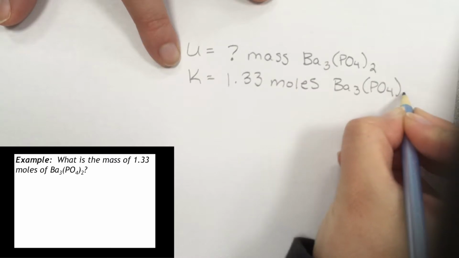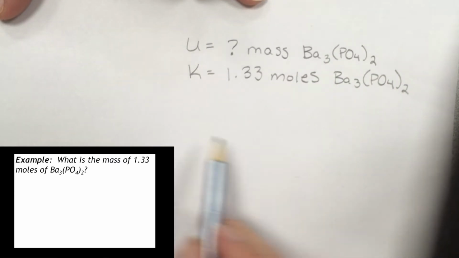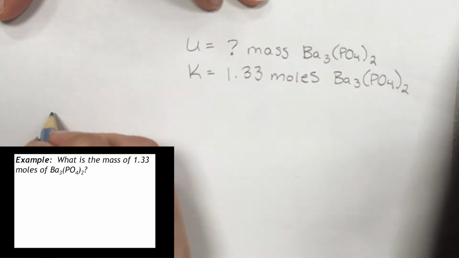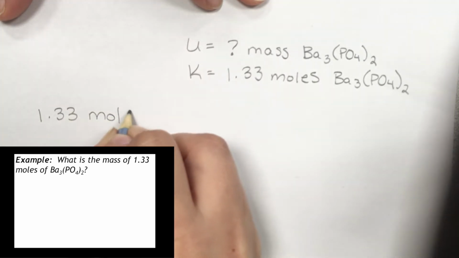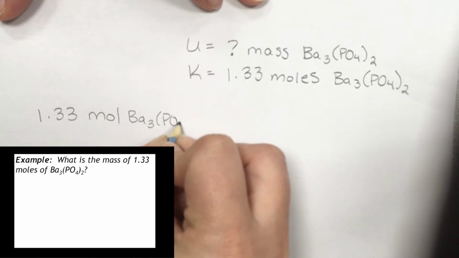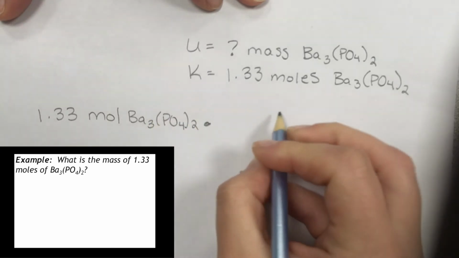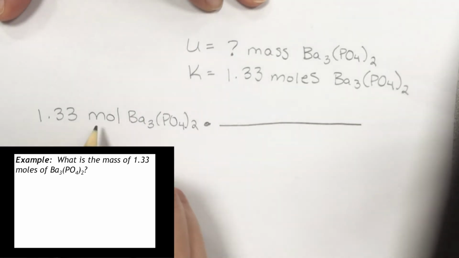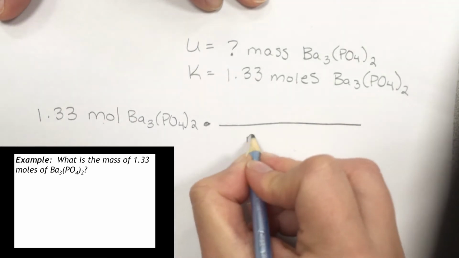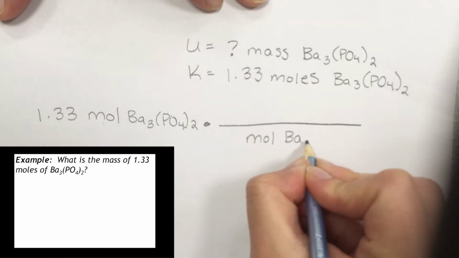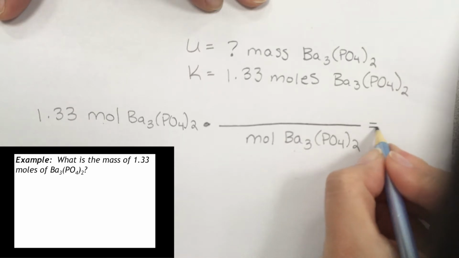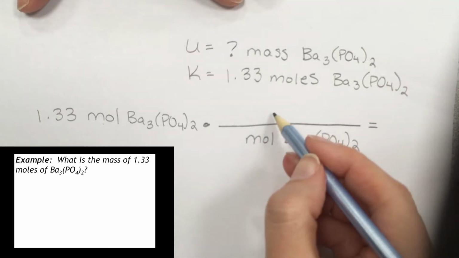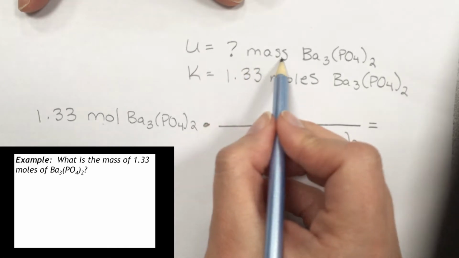So moles of Ba3(PO4)2. Okay, so with dimensional analysis, we just start with our known, right? We've done this before at the beginning of the school year, except we used various units. It's just a conversion factor. So 1.33 moles of Ba3(PO4)2, and we're multiplying. So whatever's up here, remember, must go down here. Mole of Ba3(PO4)2. So remember yesterday, our last lesson, we had particles up here. Well, the question's not asking for particles, right?